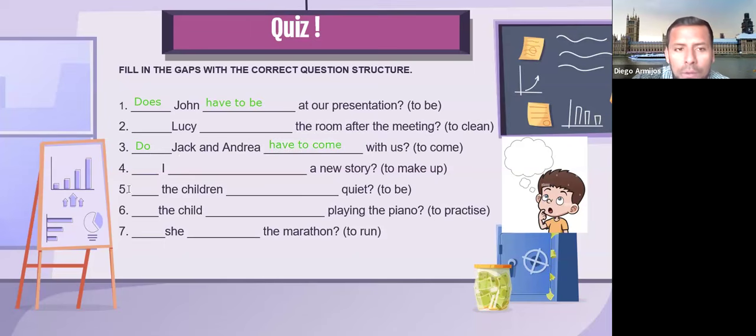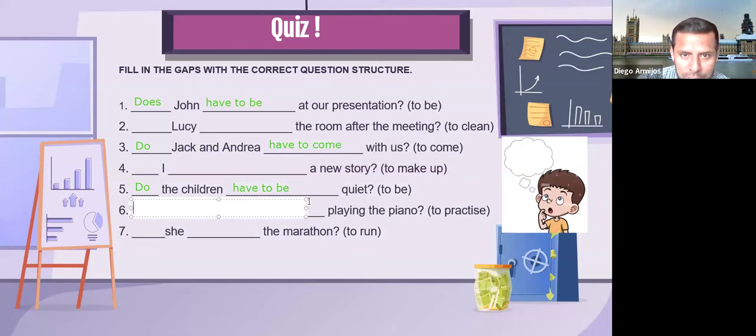Very good. And what about number 5? What do you think? Do or does, the children quiet? With the words the children, what do you think? In this case, do, because children, as I said before, is referring to more than two girls, more than two boys, okay? Do the children have to be quiet?